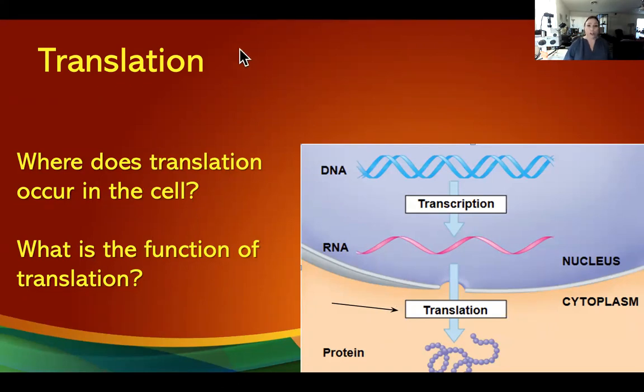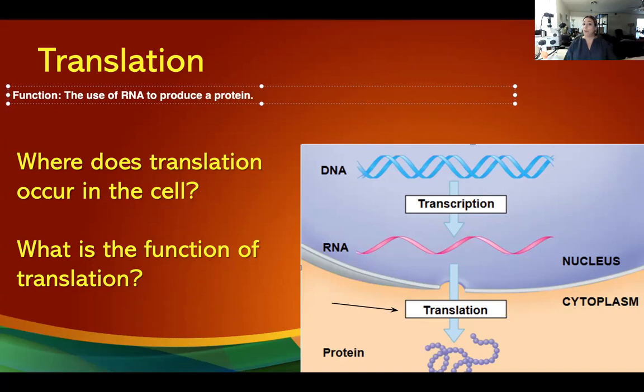So what is the function of translation? The function of translation is to use the information in RNA to produce a polypeptide, which is a sequence of amino acids that form a protein. I'm going to write that down for you. So the function of translation is the use of RNA, and it's actually more than one type of RNA, and we'll get into that in a minute, to produce a protein. That is a very simplified definition of translation. That's essentially what it is, right? Transcription, you are taking DNA to make RNA. Translation, you are using that RNA to make a protein.